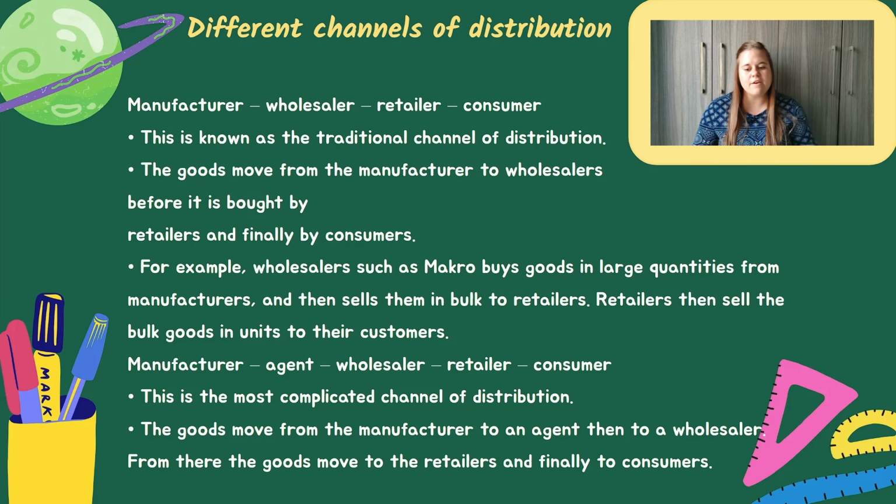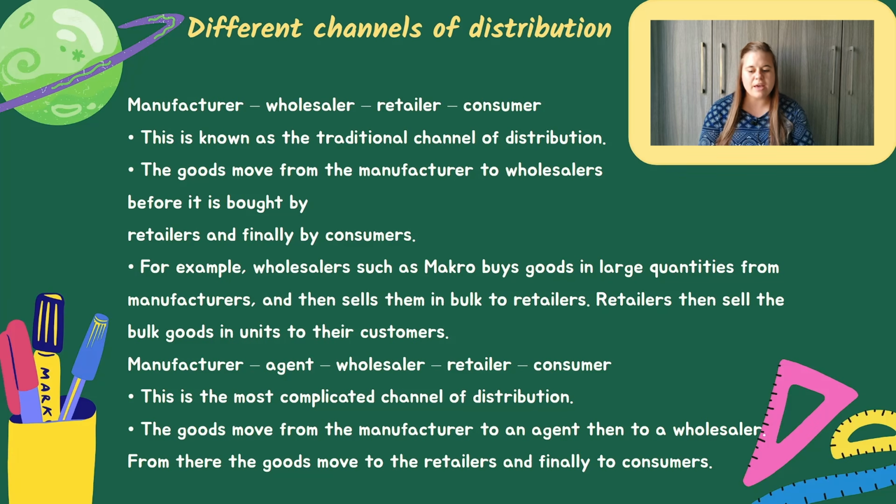Then we have manufacturer, wholesaler, retailer, consumer. This is known as the traditional channel of distribution. The goods move from the manufacturer to the wholesaler before it is bought by the retailer and then finally bought by the consumer. For example, wholesalers such as Macro buy in large quantities from the manufacturers and then they sell them in bulk to retailers. Retailers will then sell them in units to their consumers.